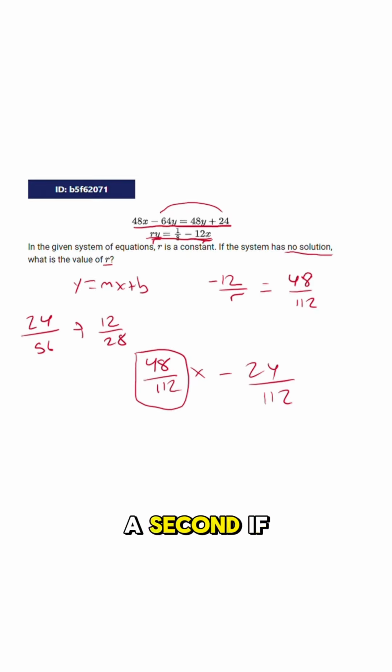So now wait a second. If negative 12 over r equals 12 over 28, that just means that I have to have the negative sign on the 28 since the 12 on top is positive. Meaning r has to be negative 28.